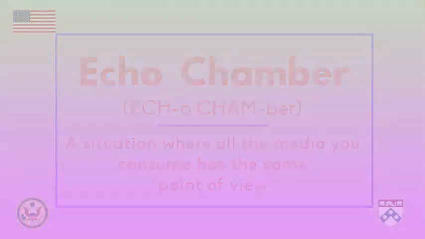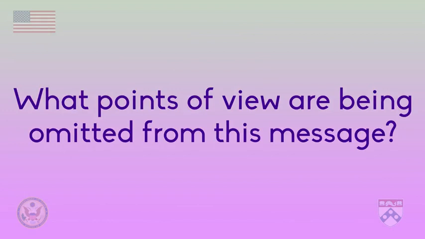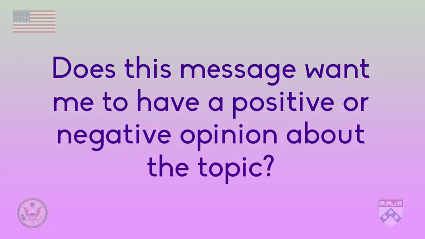Remember, bias can affect your decisions about how to act in the world. You must be an active consumer of media and practice media literacy to overcome bias and make good choices. If you see bias by omission, ask, what points of view are being omitted from this message? If you see bias by placement, ask, how important is this situation for my life or society in general? And if you see bias by spin, ask, does this message want me to have a positive or negative opinion about the topic? In the next and final unit of the course, we're going to look at diversity in the media.